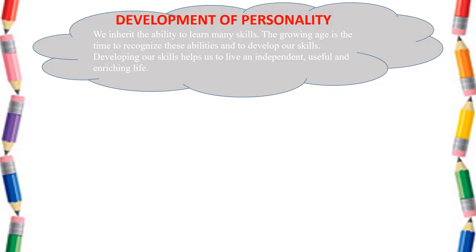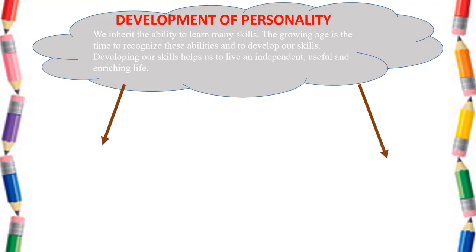ठीक है. So the growing age is the time to recognize these abilities and to develop our skills. Sometimes our parents are very good in doing certain activities. As I told you, okay, suppose one of the parents is very good in studies. So one of the children might have the ability, or might have inherited that trait of intelligence. Developing our skills helps us to live an independent, useful, and enriching life.